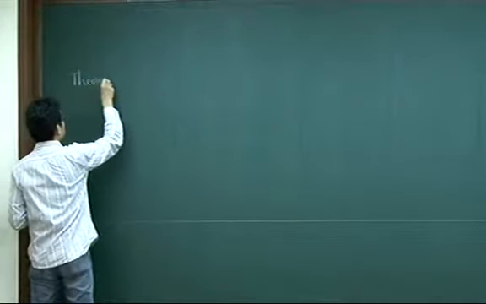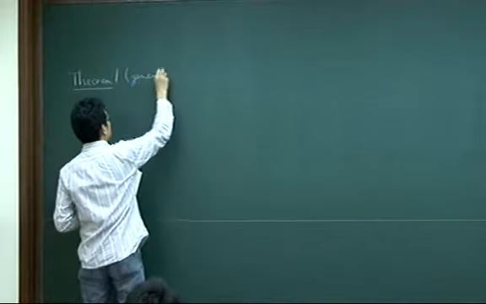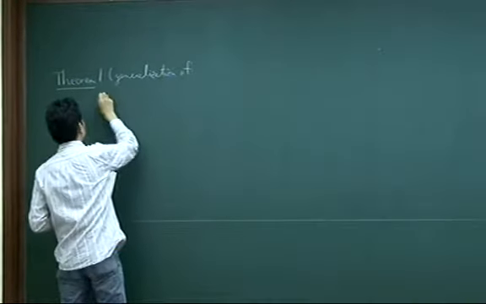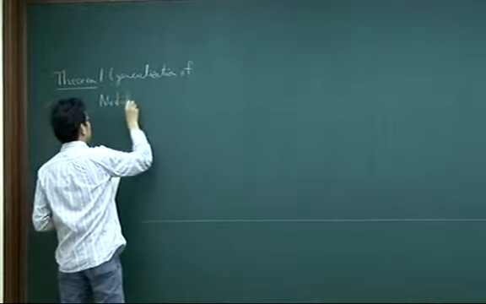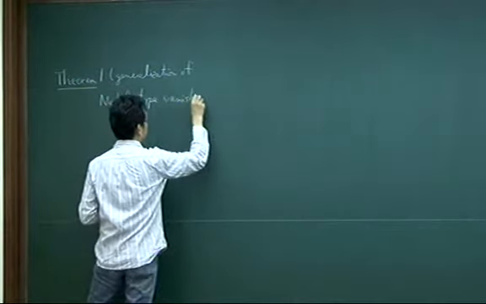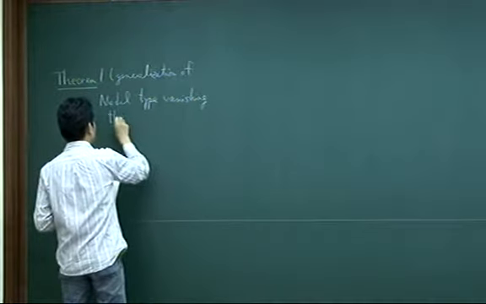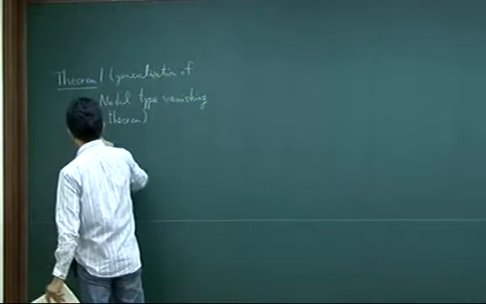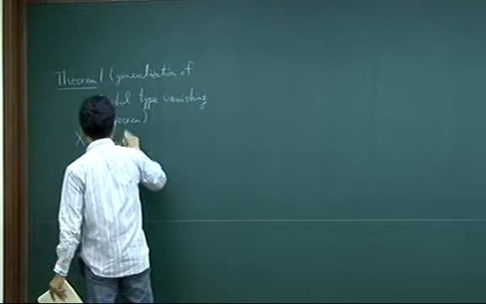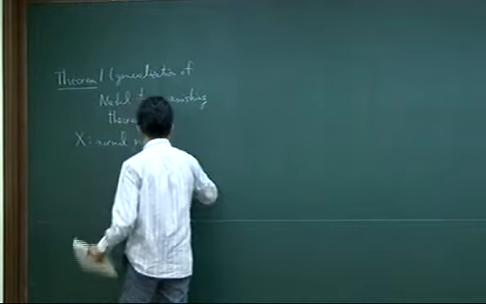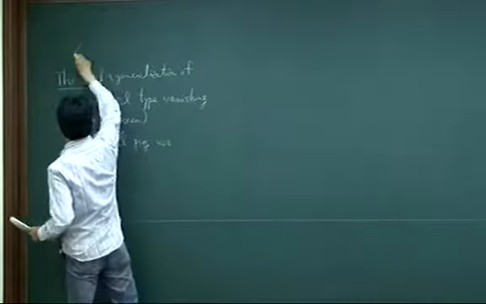Theorem 1. It is a generalization of Nadel type vanishing theorem. Okay. Let X be a normal projective variety. Of course, everything is defined over C.